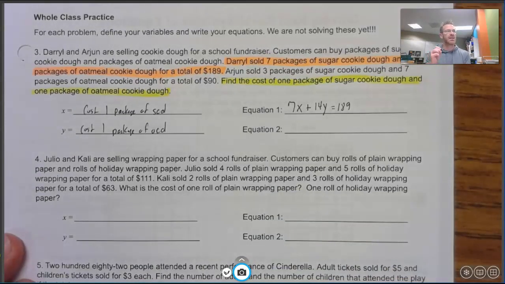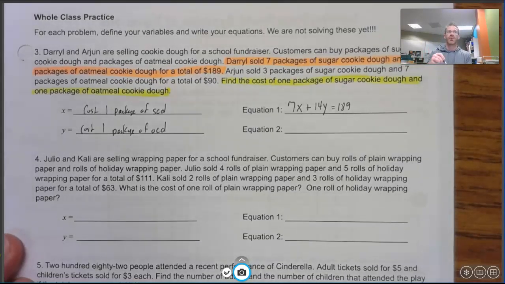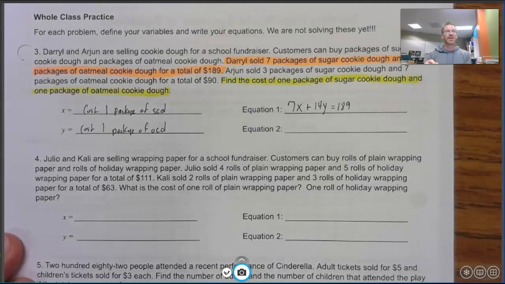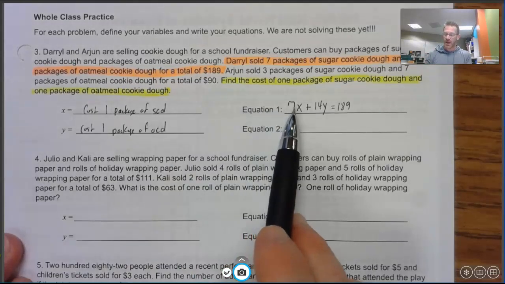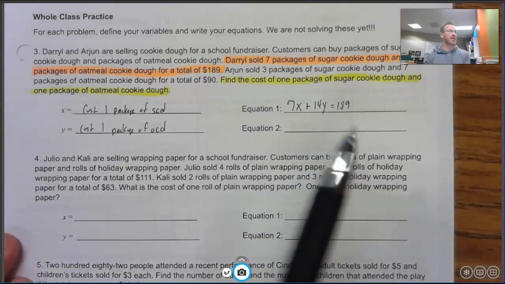Notice this gives me an equation in standard form. The key to knowing standard form is typically you will not see a rate of change in the problem. Notice when we're in slope-intercept form or point-slope form, we have a rate of change, something per day, per hour, per month. If I do not have a rate of change, most of the time it's going to be in standard form. So 7 times the cost of the sugar cookie dough plus 14 times the cost of the oatmeal cookie dough would be $189.